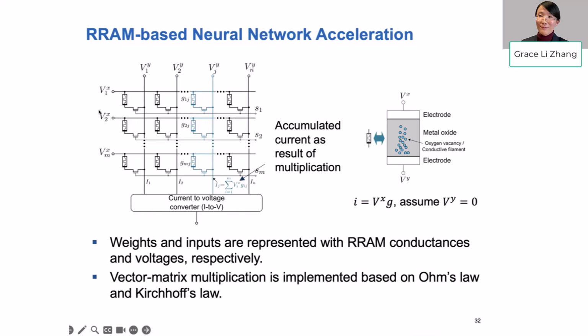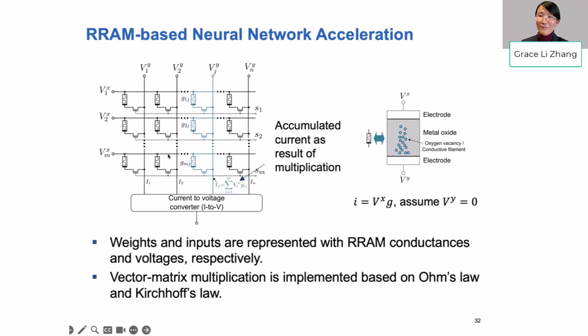Also, if we apply a voltage vector on all the word lines, then the generated currents accumulate at the bottom. This accumulation realizes the addition operation. So if we program this RRAM crossbar as a weight matrix and represent the input with a voltage vector, then this crossbar can implement the weight matrix and input vector multiplication, but in the analog domain. You don't need to load the weights from memory because the weights are represented by the conductance of RRAM cells. So this is analog in-memory computing.